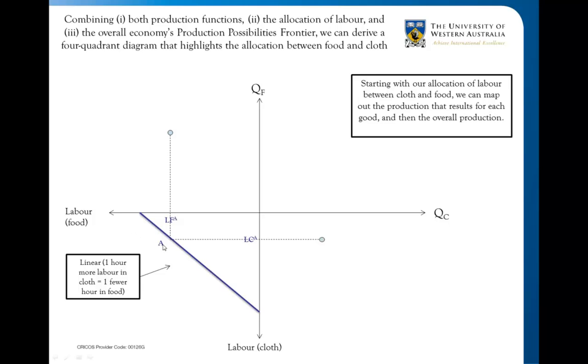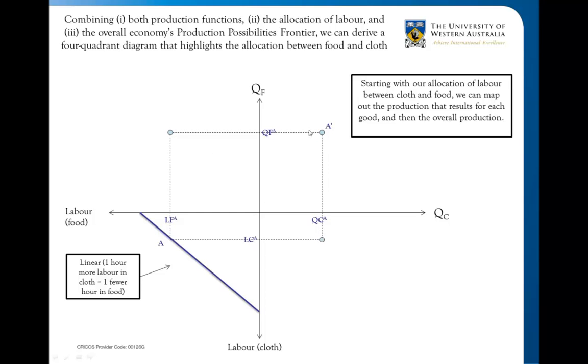I'm just randomly picking this point A here. You can see this distance here is the amount of labour being used in food. And this quantity here is the amount of labour being used for cloth. You can see that then translates here and here into a quantity of food and cloth that can be produced. So given that we're using this much labour in the production of food, we can produce that quantity of food. And given that we're using this quantity of labour for cloth, we can produce this quantity of cloth.